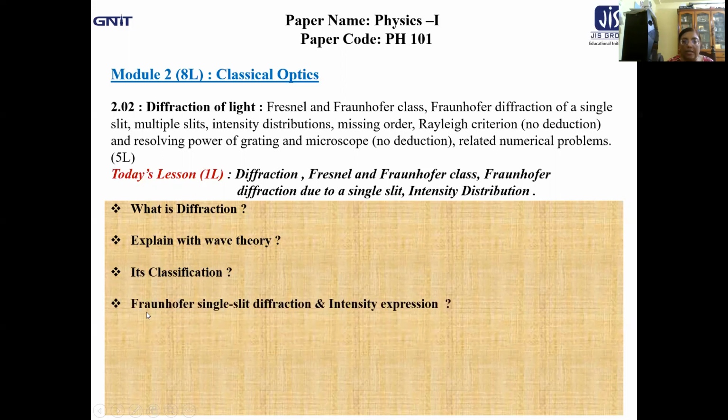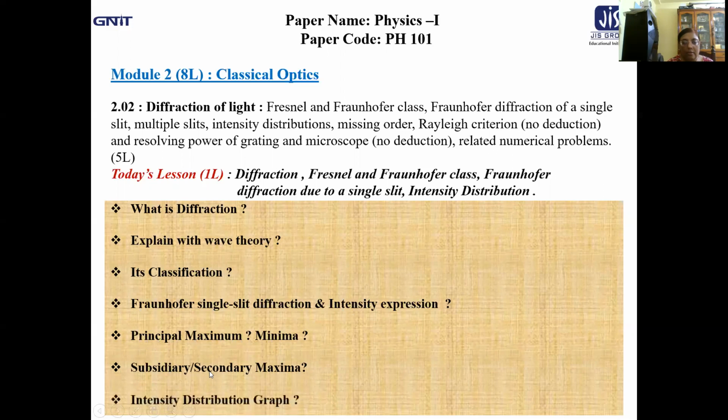Next, we will consider the Fraunhofer single slit diffraction and its intensity expression. Next, what about principal maximum and minima from the intensity expression? Then we will go for subsidiary or secondary maxima. And finally, we will consider the intensity distribution graph. Okay, so let us start.